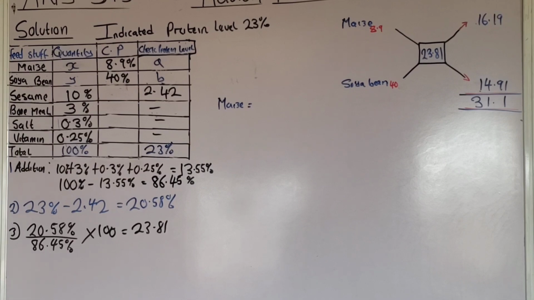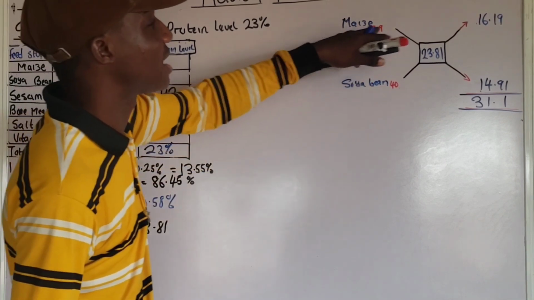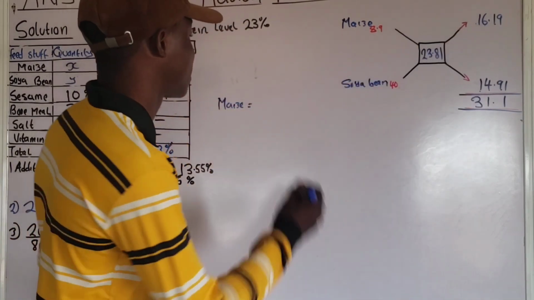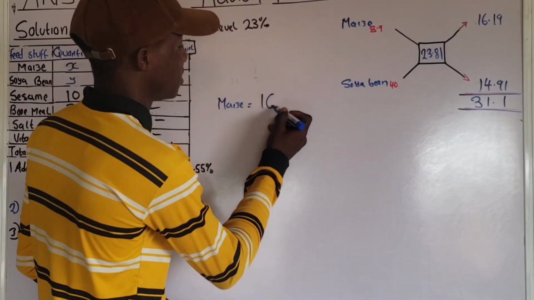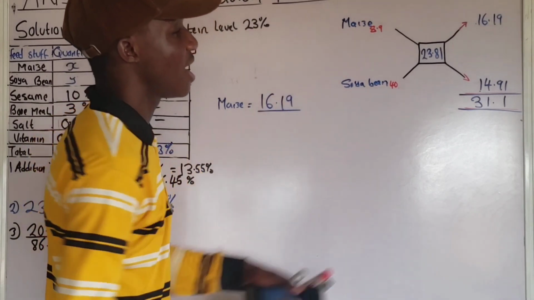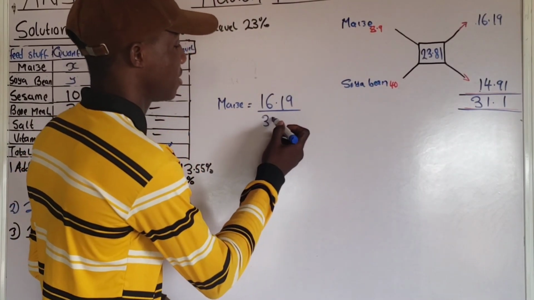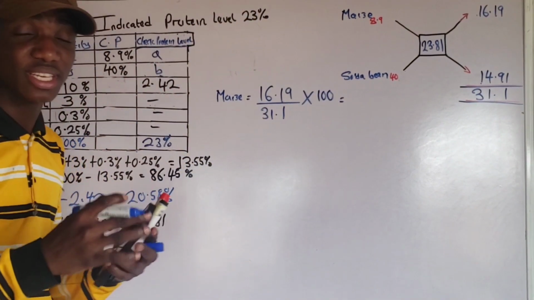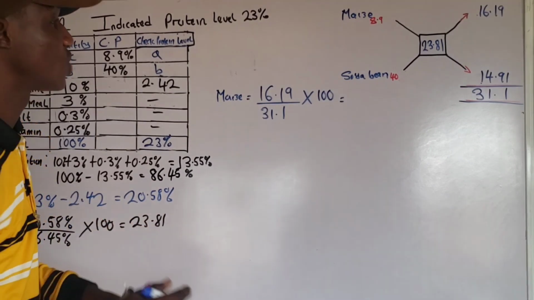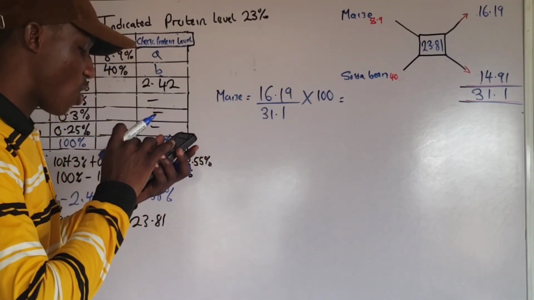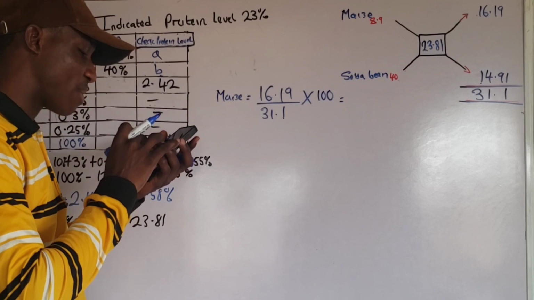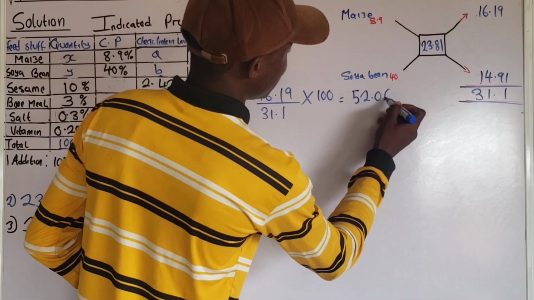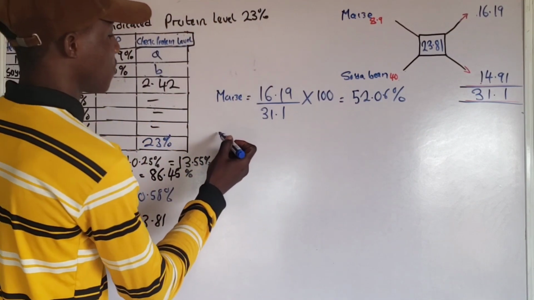Okay, so that means the value that corresponds to maize is what? 16.19, sorry, 16.19 all over the total, 31.1, multiplied by 100. So we want to get the percentage of maize and soya beans in our Pearson square now. So 16.19 all over 31.1 multiplied by 100 is 52.06%.